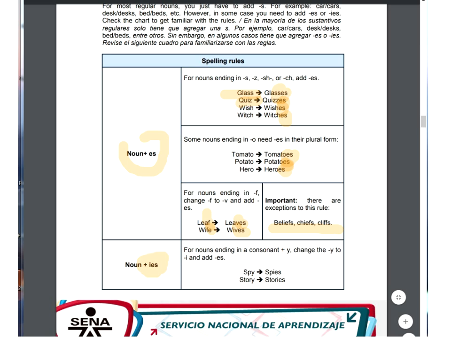Sometimes we have to use IES, for example, baby, babies. There is a little change in the plural form. And in English and in Spanish, we have some particular or irregular forms.